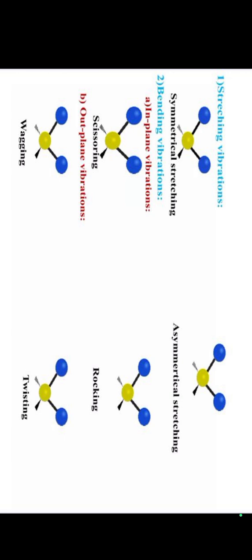First one, wagging. Wagging means this type of vibration takes place outside the plane of the molecule, in which two atoms' bond angles move in the same direction. That is called wagging vibration. Second one, twisting, means one atom bond angle moves outside and another atom bond angle moves inside the plane. That is called twisting vibration. These are the types of vibration and their classifications.